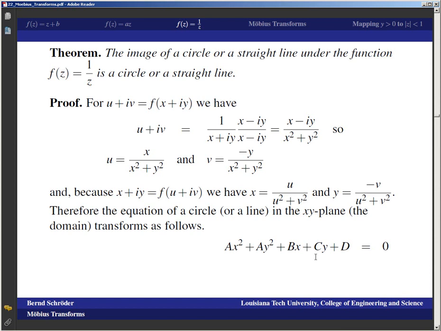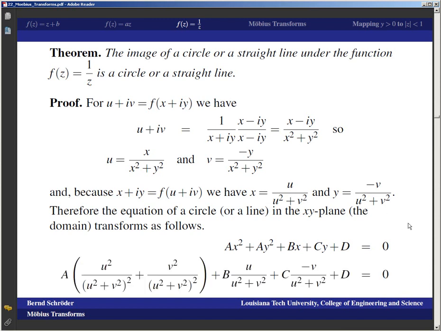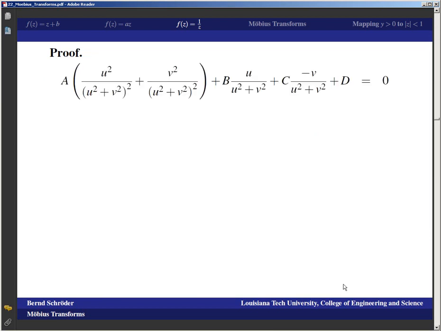Okay, if I have that in the domain, well, I can replace x with this expression, y with the other expression, and I obtain a u squared over u squared plus v squared squared plus v squared over u squared plus v squared squared, that's just the x squared plus y squared, b u over u squared plus v squared is bx, c negative v over u squared plus v squared, that's cy plus d. Now we're out of room, let's copy what we had on the previous slide.